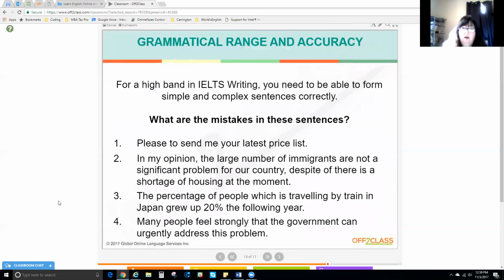Okay, to score a high band in IELTS writing, you're going to need to be able to form simple and complex questions correctly. So you'll need to be able to pick out mistakes in a question. Okay, so let's look at number one. Please send me your latest price list. What is the mistake here? It's two, right? Please send me your latest price list.